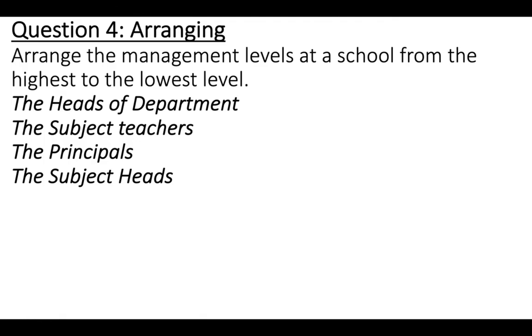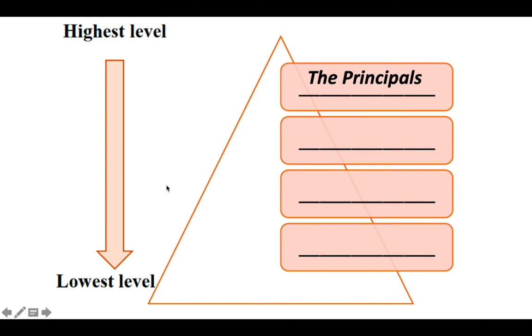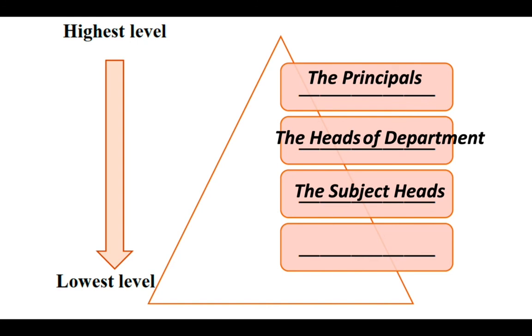And then here we are asked to arrange the management levels of the schools from the highest to the lowest. So that's what we have. We have got HOD, subject teacher, principal, subject heads. And here at the top, we have already mentioned that it is the principal who is at the top. And then we have got HOD following. And then we have got subject head and then the subject teacher. And this will be you when you go into the school right after graduating, or when you go and do your teaching practice.